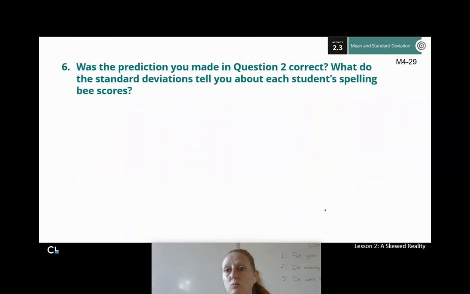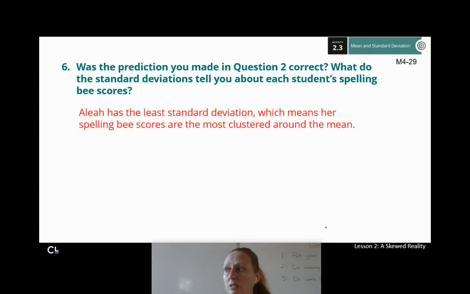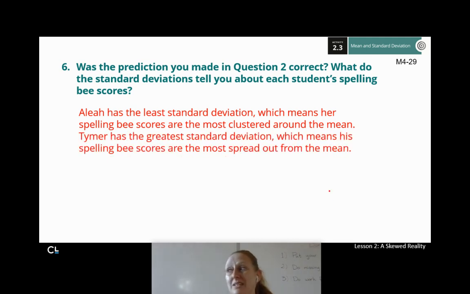So was our prediction correct? And what do these standard deviations tell you about each student's spelling bee scores? Well, it tells us Aaliyah has the least standard deviation, which means her spelling bee scores are the most clustered around the mean. It's pretty tight. And Tamar had the greatest standard deviation. His spelling bee scores are the most spread out from the mean. And we kind of predicted that. Like, we kind of saw that coming.